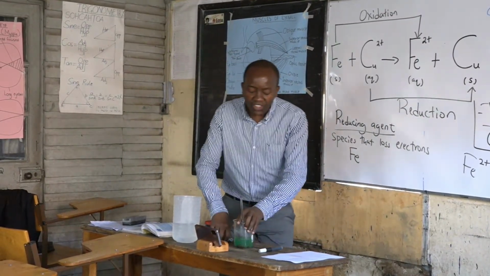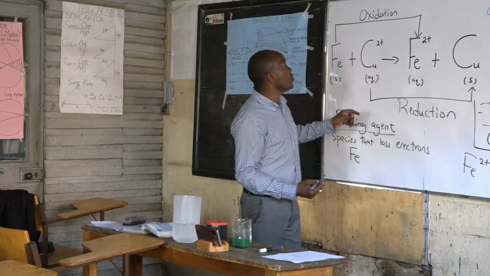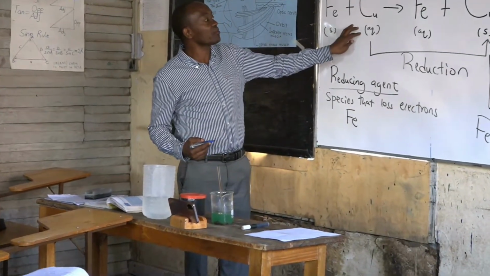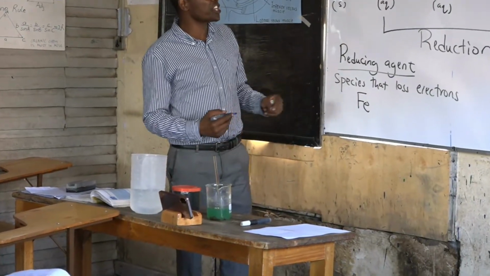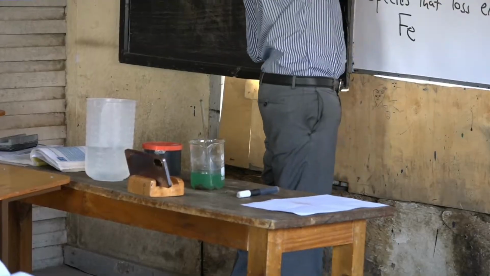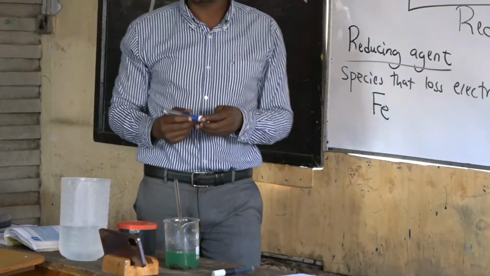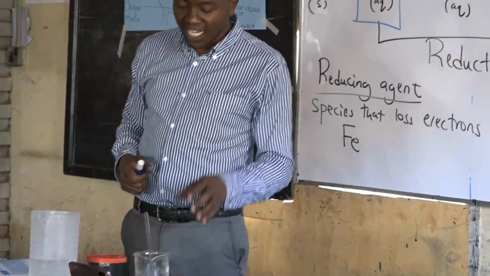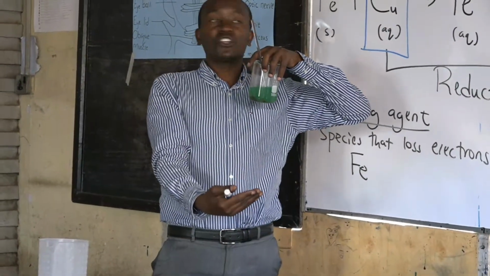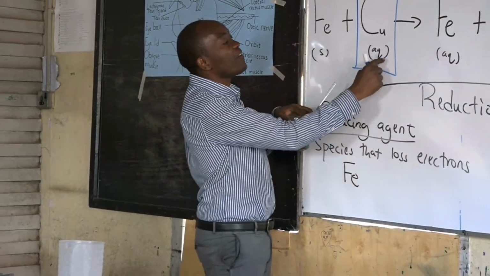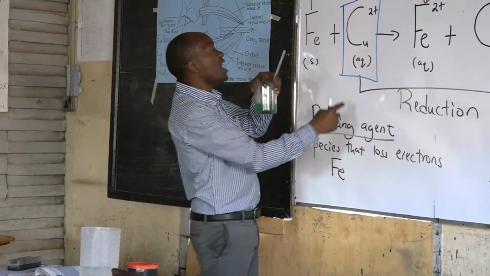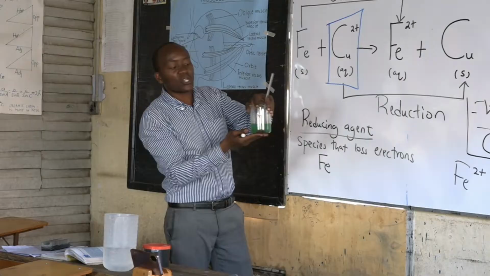Now, the reason why we had the blue solution at the beginning was because of which ion? Copper 2 ions. That's why the solution was blue at the beginning. Now, copper 2 ions have been displaced from the solution, so we no longer have copper 2 ions. That's why the color is no longer blue.